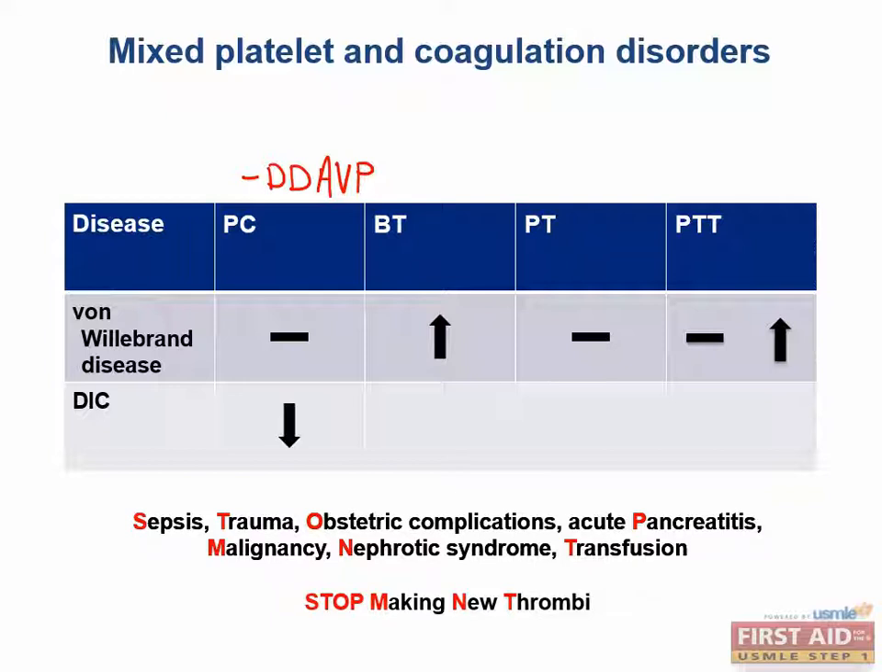Platelet count is going to be down due to all of the thrombi. Bleeding time is going to be up due to the loss of the platelets. The PT is going to increase due to the loss of the extrinsic pathway and the common pathway, and the PTT is going to be increased due to the loss of the intrinsic pathway and the common pathway.